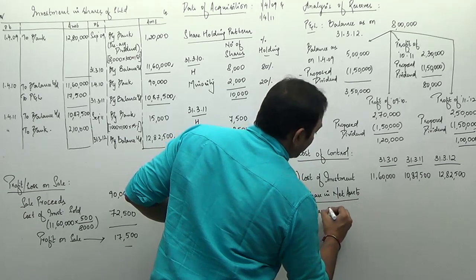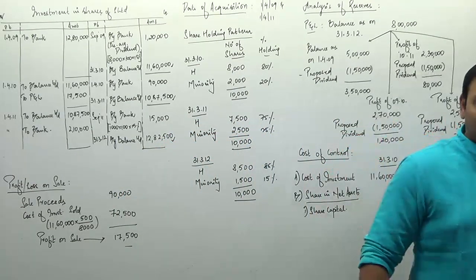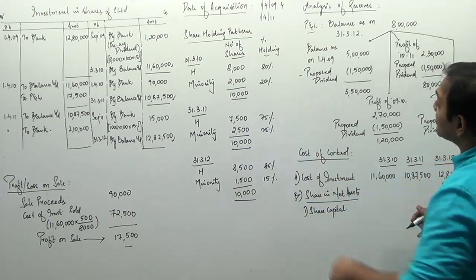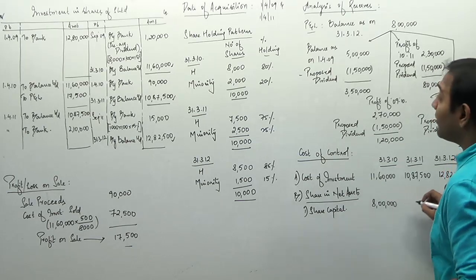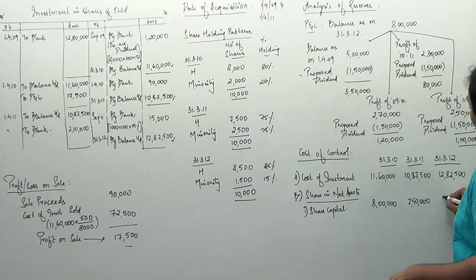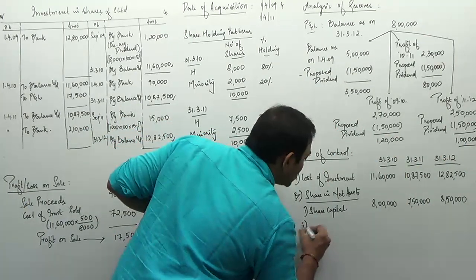First thing is share capital. Check your shareholding pattern. Each share is 100 rupees and fill up. Share capital. Come on guys, fill it up. Shareholding pattern. How many shares? First, 8,000. This will become 8 lakh. Next one, 7 lakh 50. Next one, 8 lakh 50. This is where you need to be very, very careful. Till here, everyone will do. Now, this is pre-acquisition reserve.